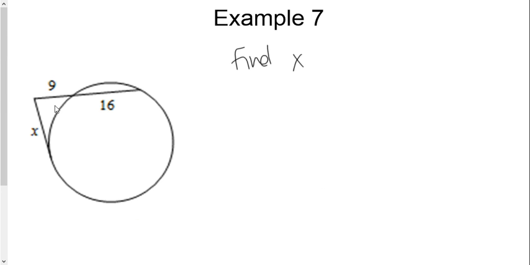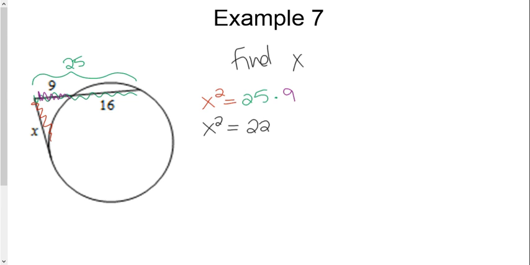This is a tangent secant, so we're going to use the tangent secant power theorem, which says the tangent, which in this case is x, so the tangent squared, so I do x squared, is equal to the whole length. So the whole length here is 9 plus 16, which is 25. So 25 times just this outside piece, which is 9. So we get x squared equals 25 times 9 is 225.